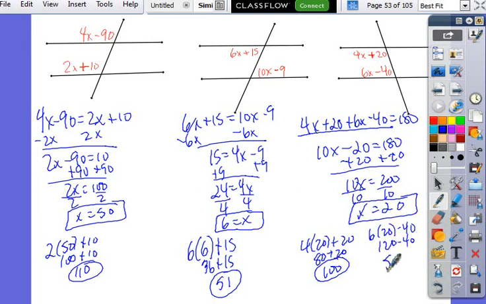How can I kind of check and see if those are right? What should happen with these two? They should add up to be 180. Well, 100 plus 80 is 180. So I feel pretty confident in that answer.